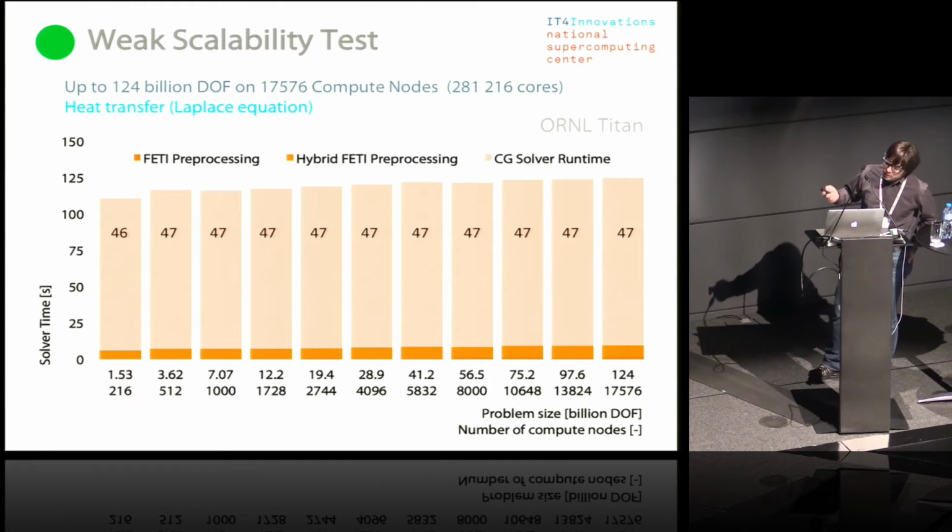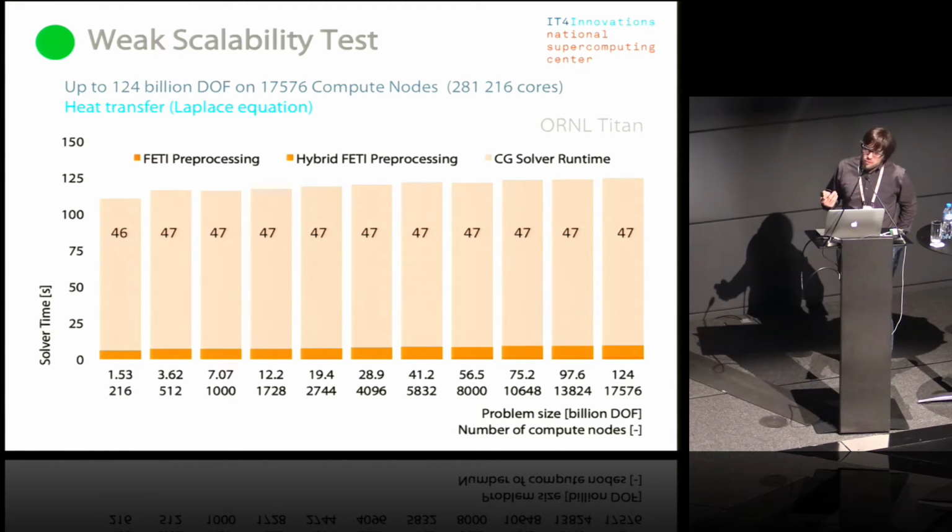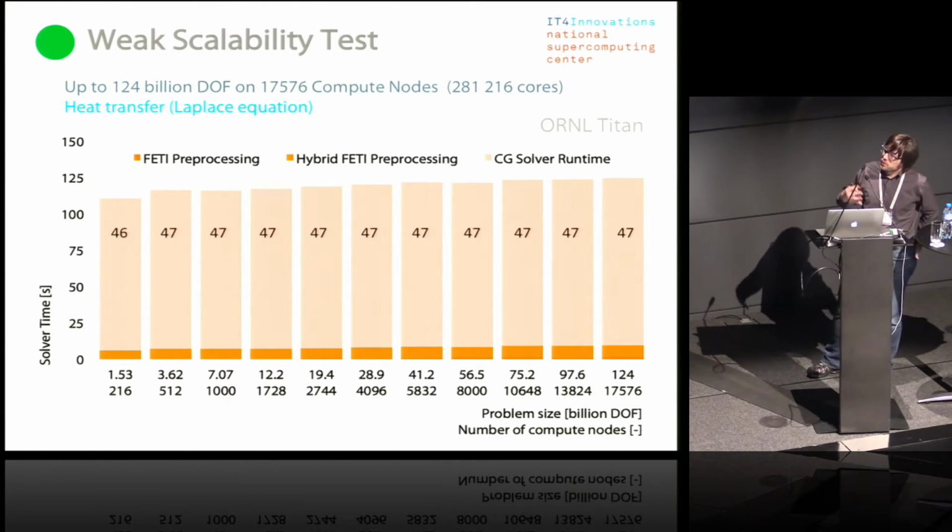So then the weak scalability test on the Titan. This is again the heat transfer. We get larger numbers with the heat because the matrix and its factorization need a smaller amount of memory, so we get a bigger problem. For the linear elasticity, well, let me get back to it. In this case, we're solving 124 billions of unknowns on almost the entire Titan machine, 17,576 compute nodes. And we see that this is the preprocessing time, which is mostly caused by the hybrid FETI preprocessing, but that scales again.